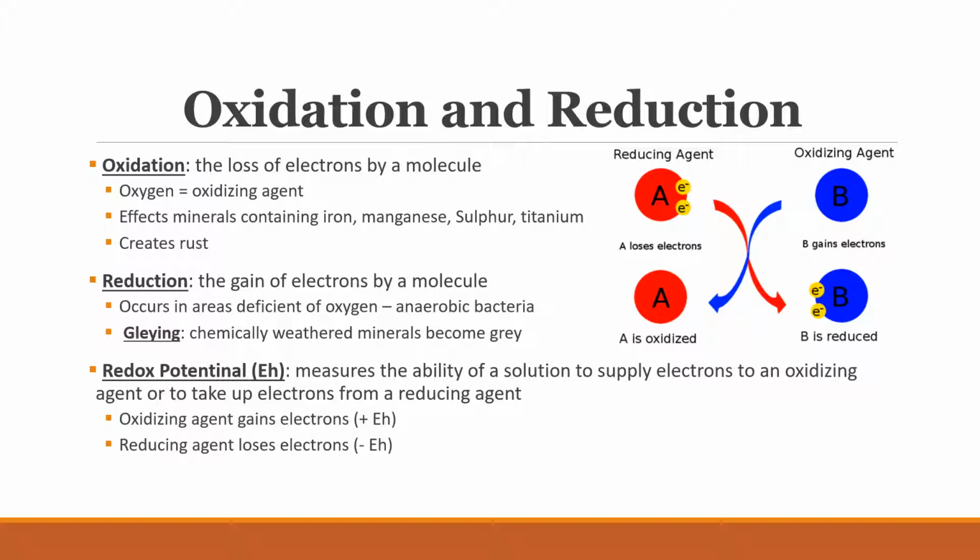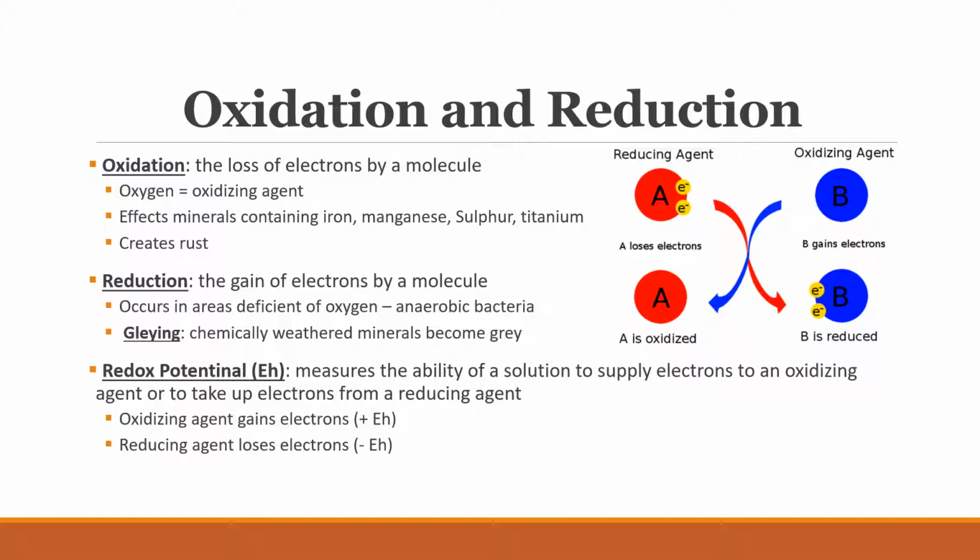Oxidation and reduction, looking at the transmission of electrons from one molecule to another. Oxidation is when a molecule loses electrons. Oxygen is an oxidizing agent, which means it pulls electrons away from molecules, very common in iron, manganese, sulfur, and titanium. This oxidation reaction creates rust. So we actually see a visible substance form at the surface.